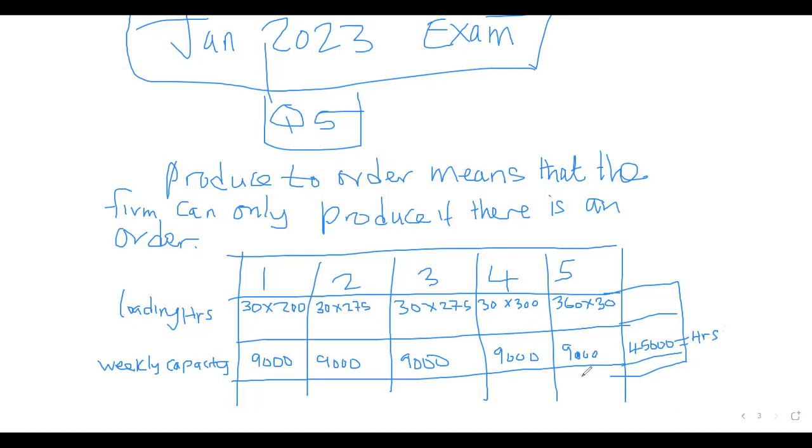So the first week we have 30 times 200, which is 6,000. Then 30 by 275 is 8,250. Then the other one, 30 by 275, is also 8,250.